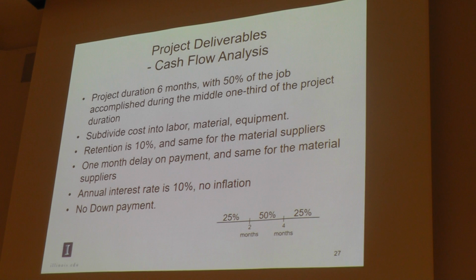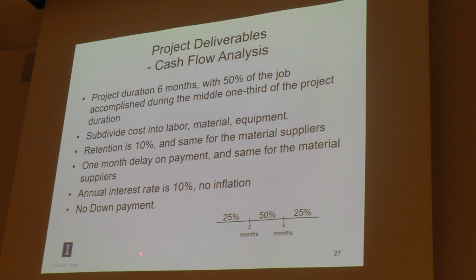Also, after we are doing the run span analysis, we will be doing the cash flow analysis, which is to say how you're going to spend your money and how you can get paid from your contractor. Let's assume the project duration is 6 months here, so 25% of the work will be done in the first 2 months, and 50% of the work will be done in the middle from month 2 to month 4, and 25% will be done for the last 2 months.